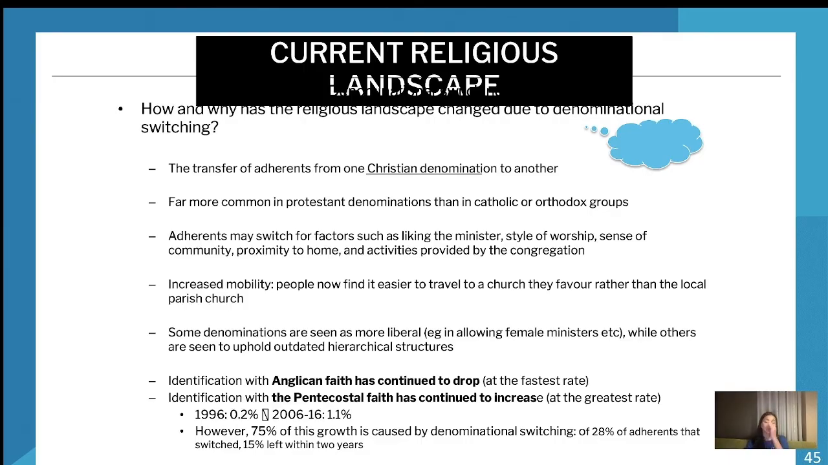But there's also increased mobility, where it's easier to travel to a church an hour away rather than just walking to your local parish church, because there wasn't as much mobility back then. Some denominations are also seen as more liberal, and some will allow female ministers, while others are seen to uphold the more outdated and traditional hierarchical structures. That can also lead to denominational switching, to be with a denomination that appears more liberal. Identification with the Anglican faith has continued to drop at the fastest rate, while the Pentecostal faith has continued to increase at the greatest rate.